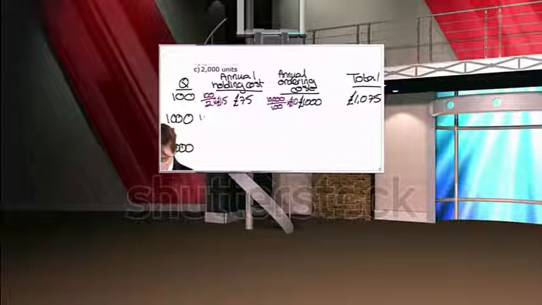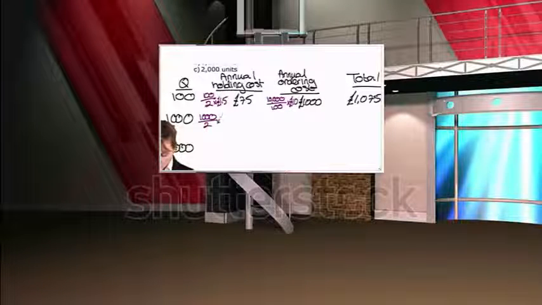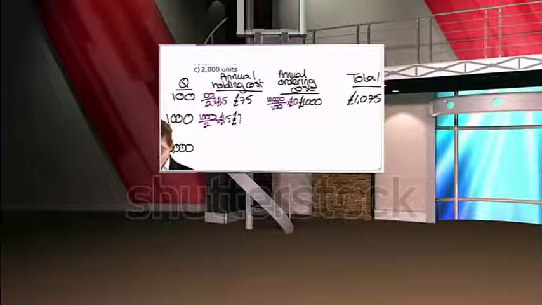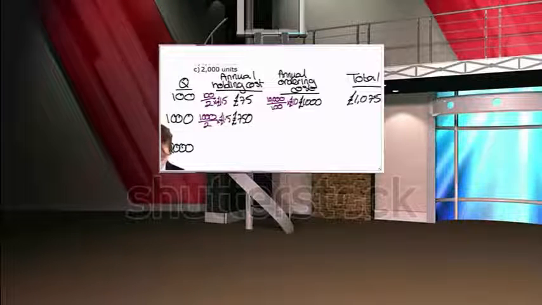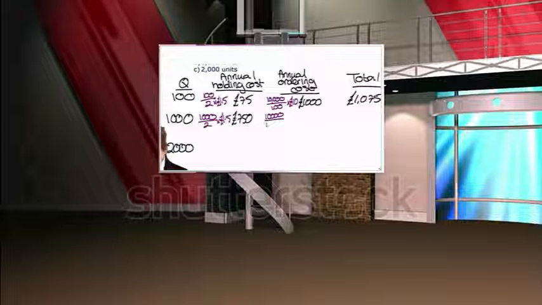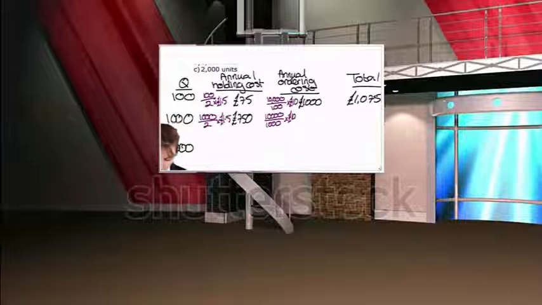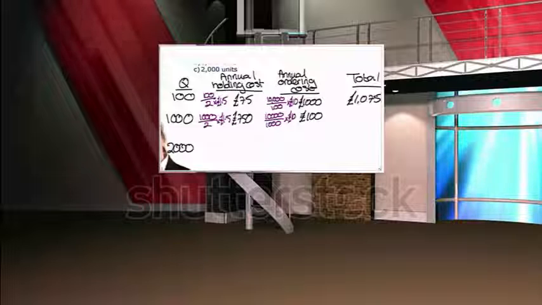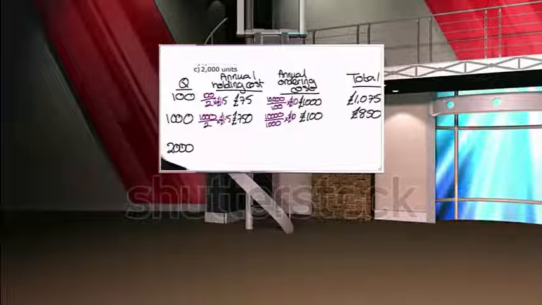Okay, so let's look at our next order quantity, which is 1,000 units. Our annual holding costs will be 1,000 divided by 2 multiplied by 1.5, which gives us 750. Check our annual ordering costs. We get our demand divided by the order quantity of 1,000 multiplied by the cost of ordering. So it's 100. If we add the two together, we get 850.